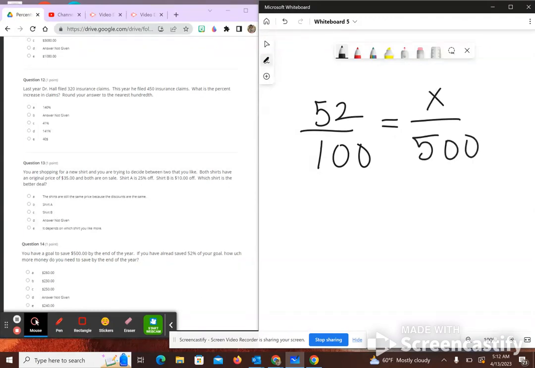So the last thing I would do is because this is the amount that you've saved, the X is when you solve it, I would subtract that from the 500 to figure out how much more you need to save.